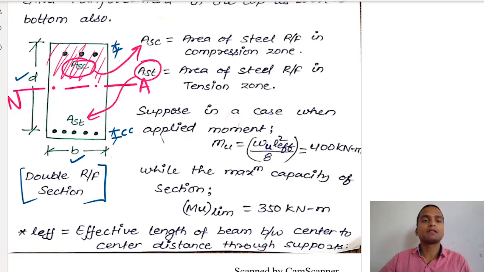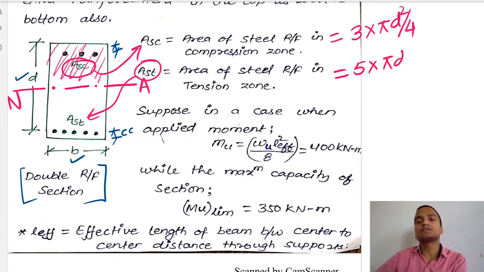Now if you see, there are 3 bars in the compression zone and 5 bars in the tension zone. If the diameter of bars is equal to d, then what is the value of area of steel reinforcement in compression zone? ASC will be equal to 3 times pi d square by 4. Very easy. Similarly, AST will be equal to 5 times pi d square by 4. I hope this is very clear to you.